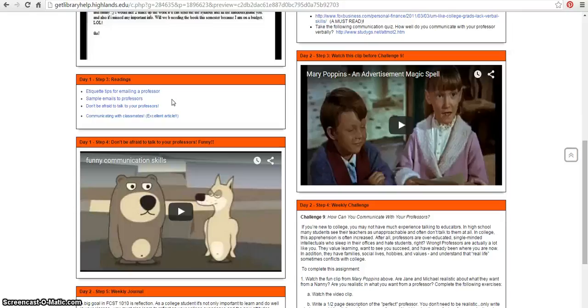Communicating with classmates, that's another excellent article. A lot of people have trouble communicating with their classmates. They don't talk at all, or they say things that are inappropriate. They scold other classmates. I don't like to see that either. So read that over, communicating with classmates.